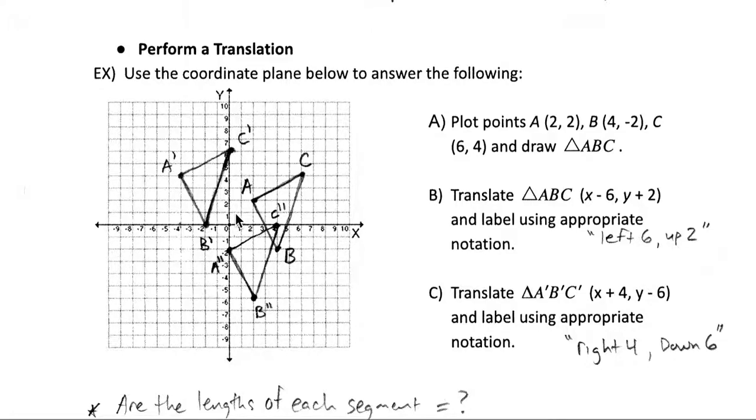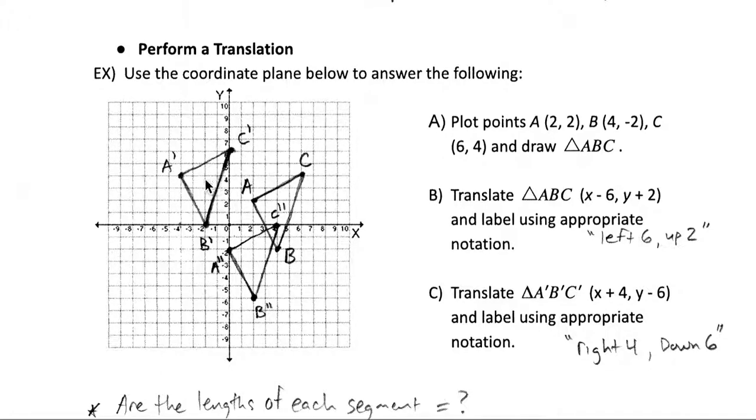So let's do the same thing. We still got points B and C to move. Let's take point B and take it to the left 6 spots and up 2, and label that B prime or B apostrophe. And one more time with C, take it to the left 6 spots and up 2 spots and call that C apostrophe or C prime.